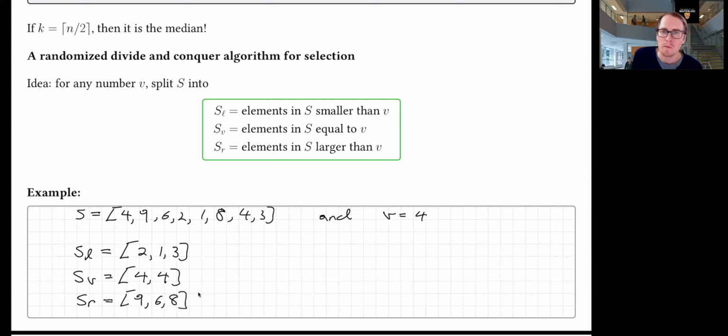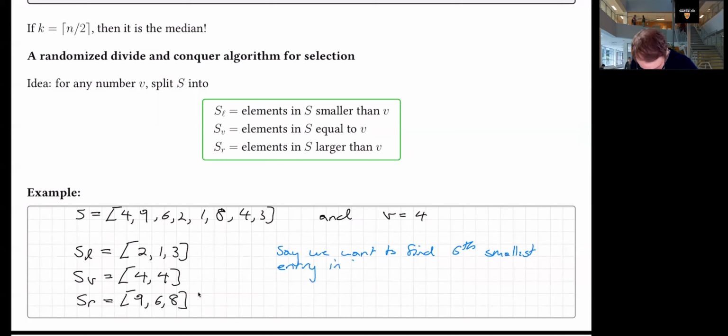And then the reason this can be kind of helpful is, let's say we want to find the 6th smallest entry in S. So k is 6.